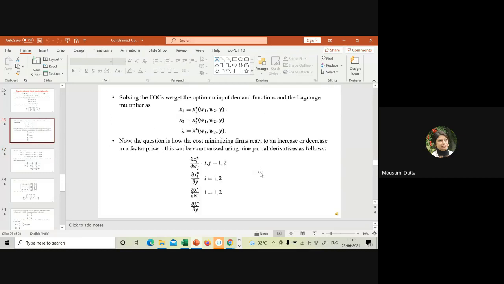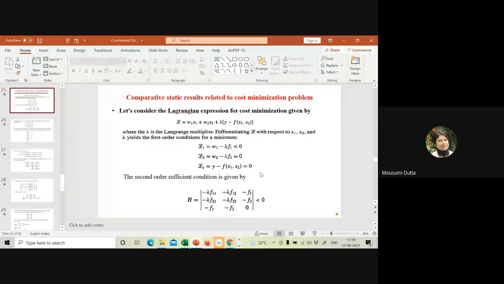So let's look once again at the first order condition. It was w1 minus lambda F1 is equal to 0. So w1 will be like that, minus lambda star, which will be a function of w1, w2, y. And F1 will also be a function of two commodities, x1 star and x2 star, and those x1 star and x2 star will be functions of w1, w2 and y.